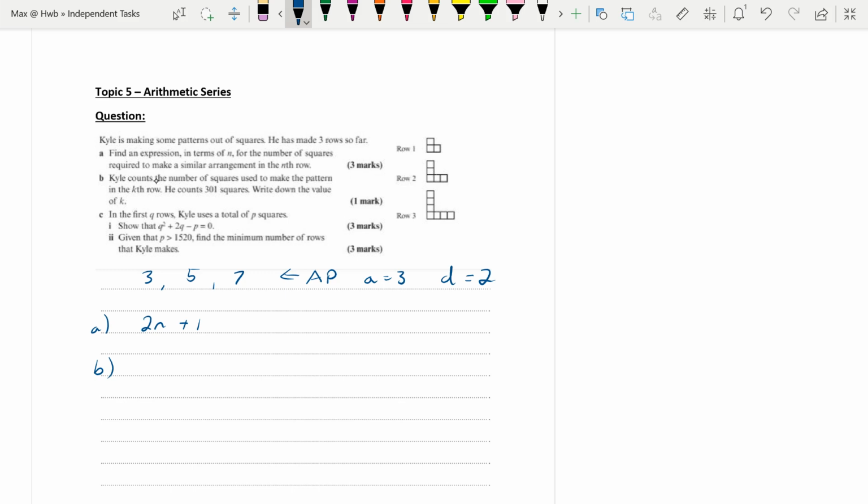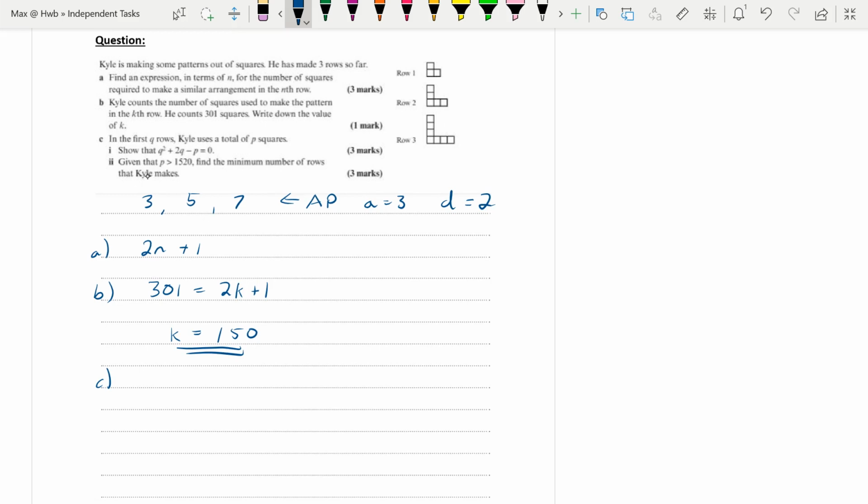Okay, so the next one, Kyle counts the number of squares he used to make a pattern in the kth row. He used 301 squares. Write down the value of k. So I know that 301 equals 2n plus 1. And I'm simply going to solve that for n. Okay, n would have to be 150 in that case. So it's not n, is it? It's k. So let me change that for a k. So I'm looking at the 150th term if he's doing that.